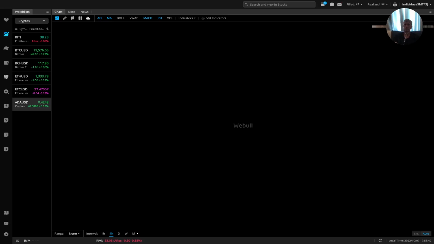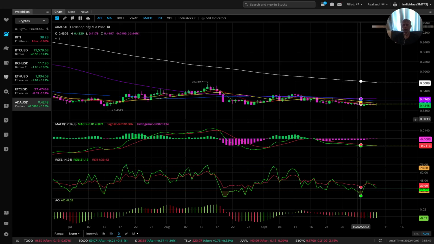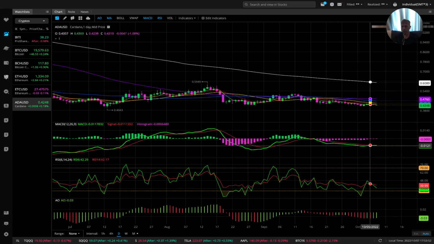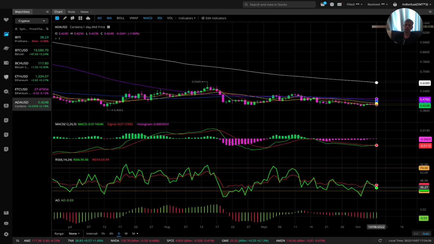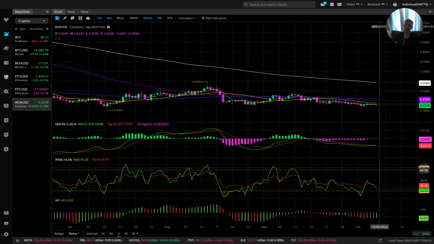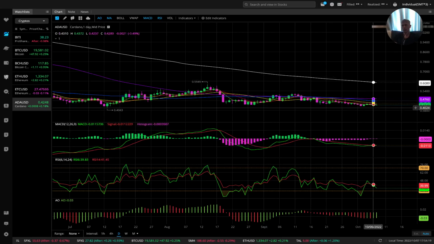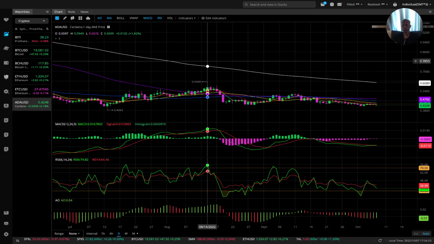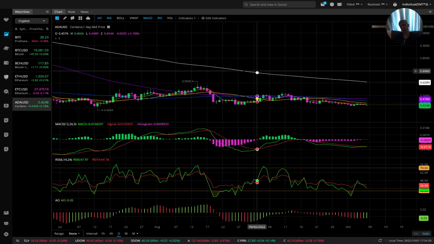Let's talk about Cardano. Cardano on daily is in the bearish trend. MACD still didn't cross over the signal line and the histogram is still in the red state. RSI is not confirmed yet. Also the oscillator is already in the green state, but RSI and MACD are still in the bearish trend. It didn't change direction. The last bar is below all moving averages, and all moving averages have a downtrend, bearish trend.